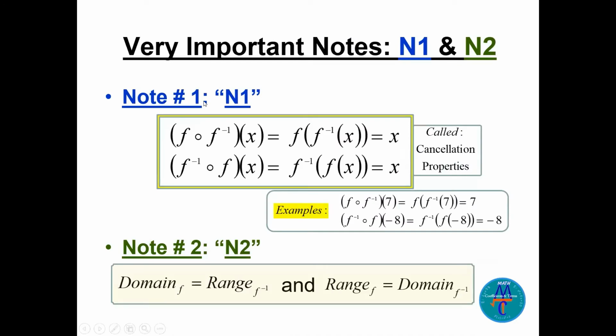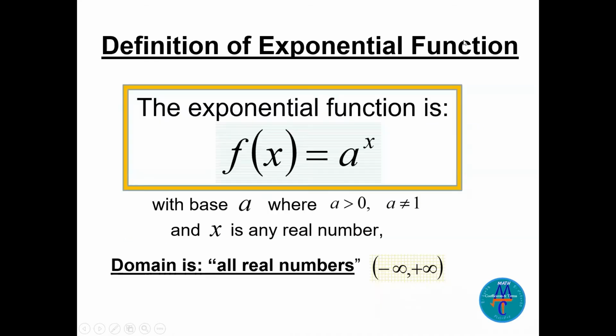Now, very important notes in the inverse, we call these cancellation properties. f circle f inverse of x, which means f of f inverse of x, is x. This is an example here. Also, f inverse circle f, this is the composition, or f inverse of f of x, is always x. Note number 2: the domain of f is the range of the inverse, and the range of f is the domain of the inverse.